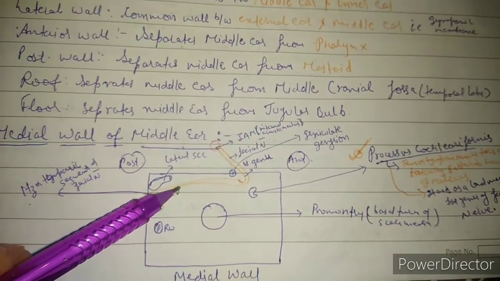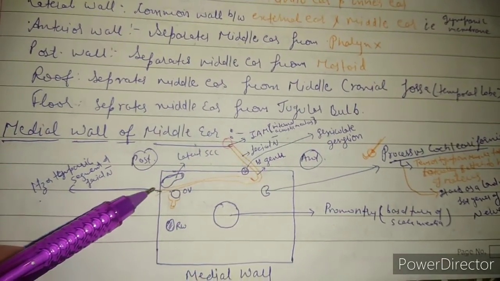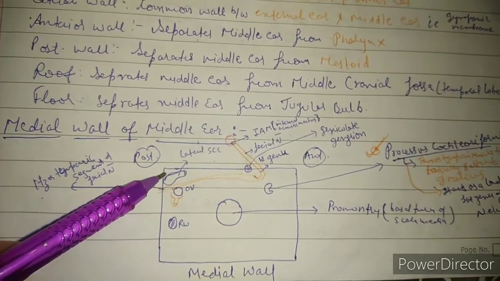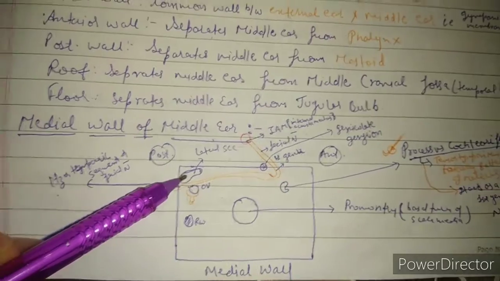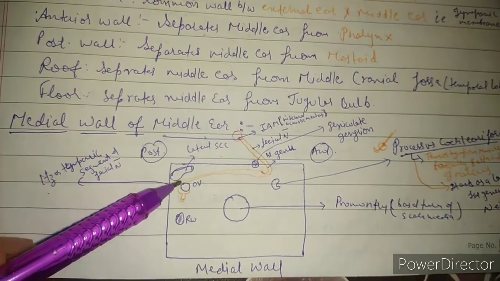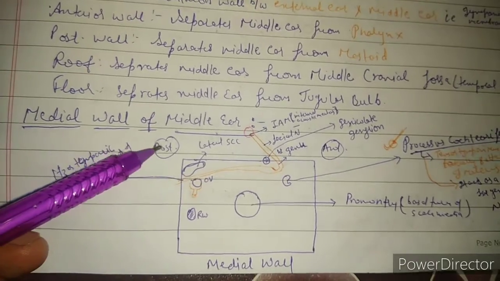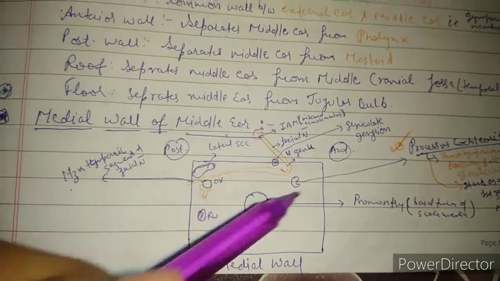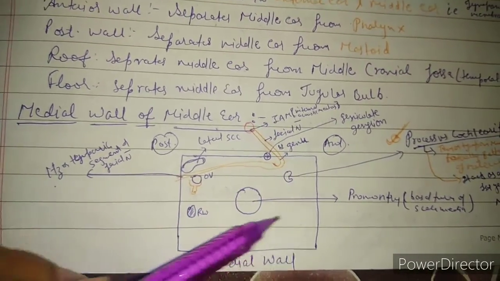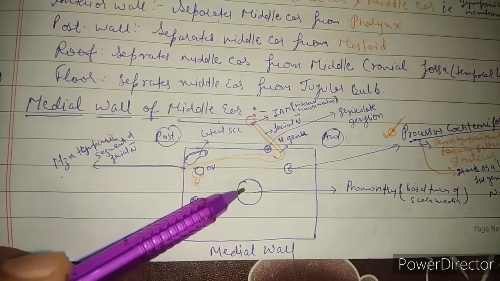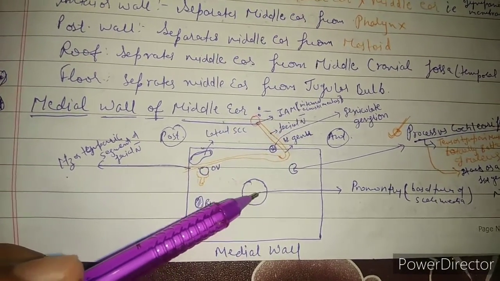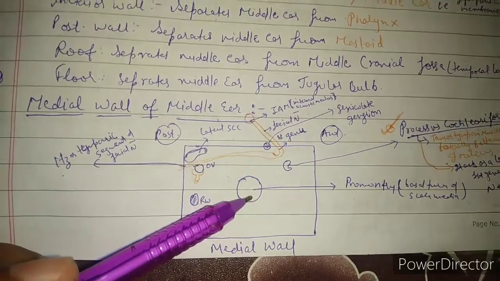So this one is the first genu of the facial nerve. Then the horizontal segment of the facial nerve. Now you are seeing that the facial nerve is between these two structures. What are these? This is the lateral semicircular canal. It is the oval window. It is the round window. So guys, this is the posterior part of the medial wall that I am discussing here. It is the anterior part, and the middle one is the promontory. And what do we understand by promontory? It is the basal turn of the cochlea.